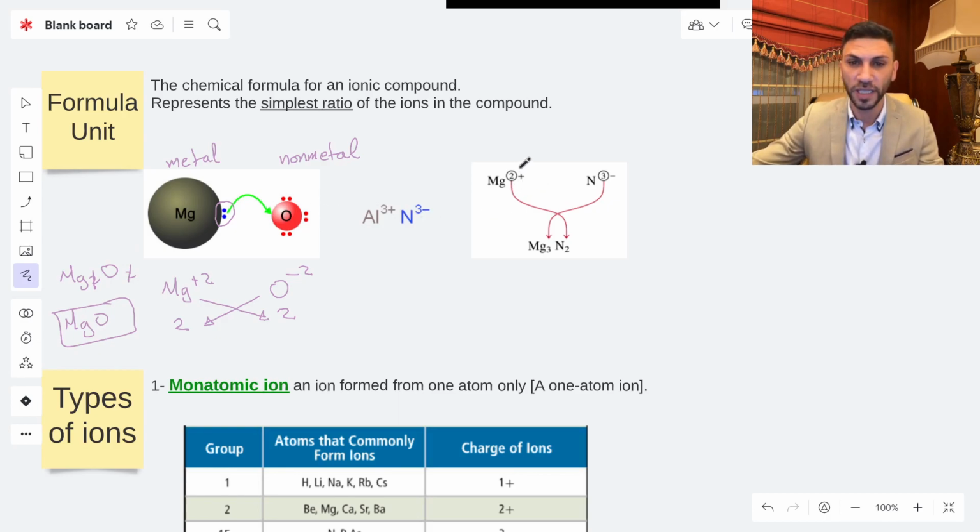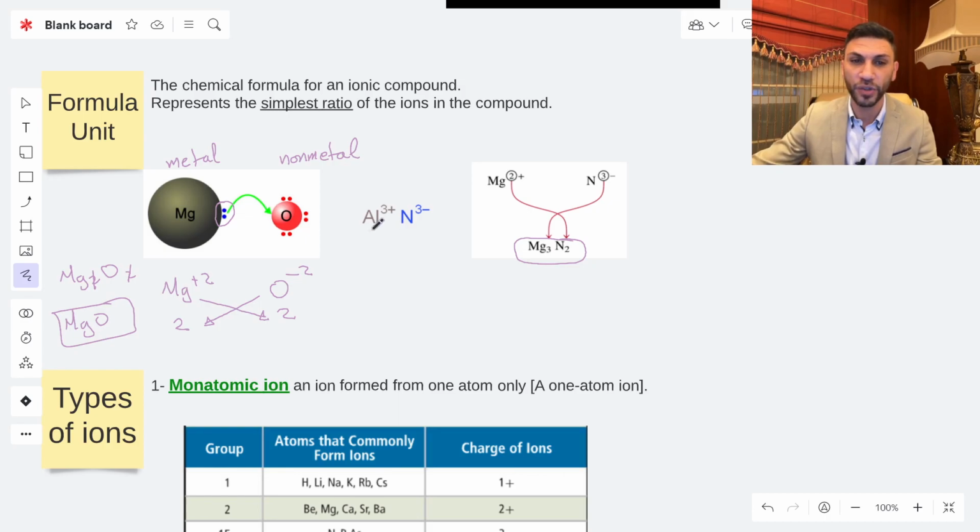Similar thing here, for example, if you have Mg and N, N is negative 3 because it has 5 valence electrons and it needs 3 to become 8, to become more stable. And the Mg will get rid of 2 electrons. It will lose 2 electrons, so it will become Mg3N2. This is the simplest ratio. We cannot simplify it more. So it's going to be Mg3N2. This is the formula unit for the ionic compound.